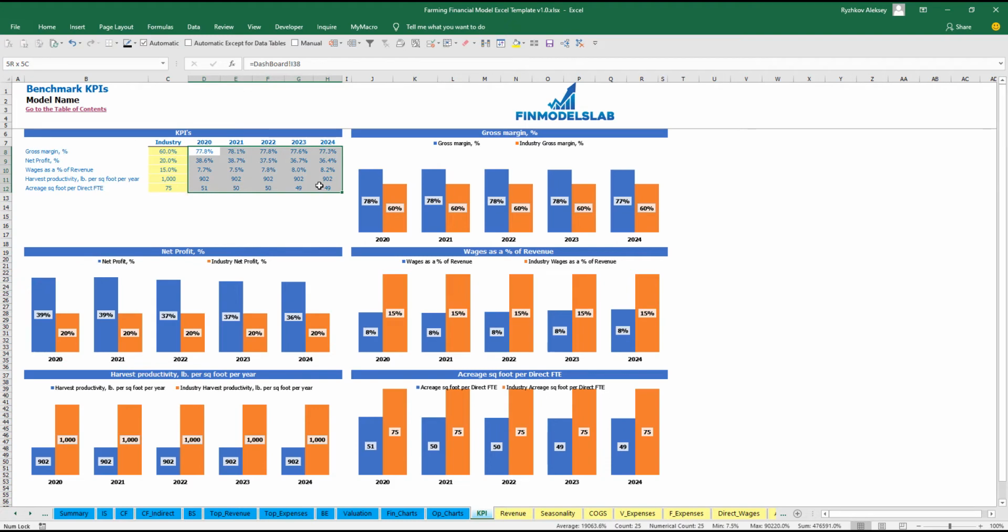And to the right of these yellow cells you may see the values calculated by the model, driven by assumptions you inputted before on the revenue, expenses and wages tabs. The same information you may see on the charts, which is gross margin, net profit, wages as a percentage of revenue, harvest productivity and acreage, square foot per direct FTE. On each chart you may see the orange, this is industry specific benchmark, and as a blue value, this is a value calculated by the model.